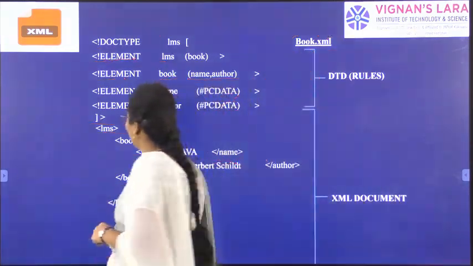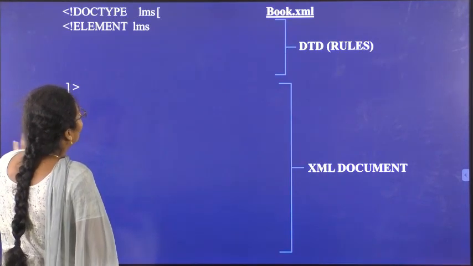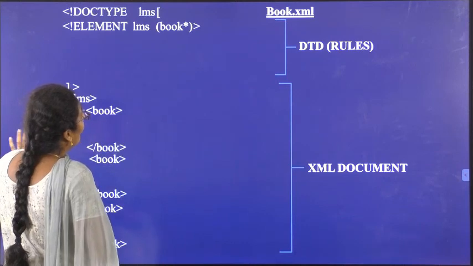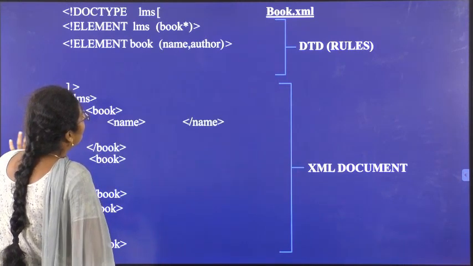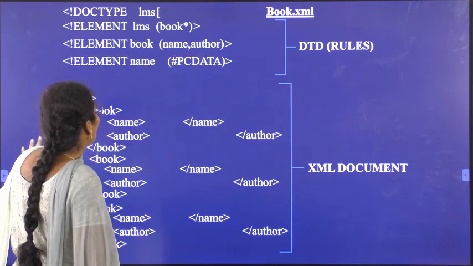So let us see one more example. I have mentioned the asterisk symbol here for book, so that however many times I want the book, it can repeat that many times.